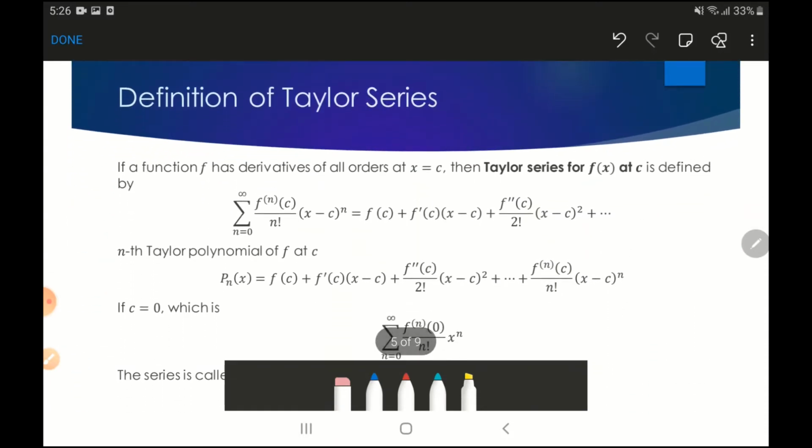So what is a Taylor series? If a function f has derivatives of all orders at x equals c, so if we have a function and you can find the first derivative, the second derivative, and so on, then the Taylor series for f(x) at c is defined by this.